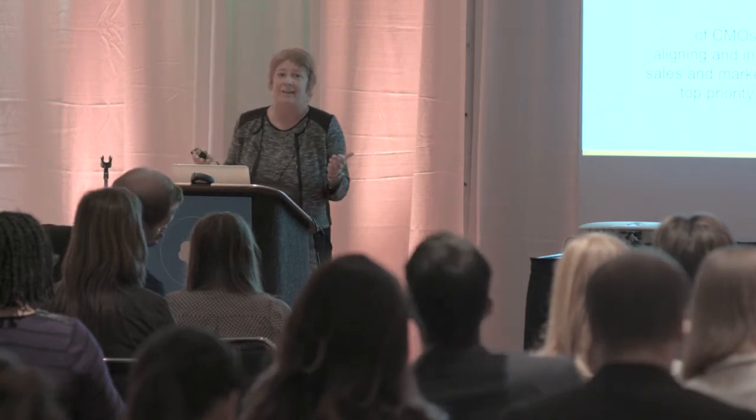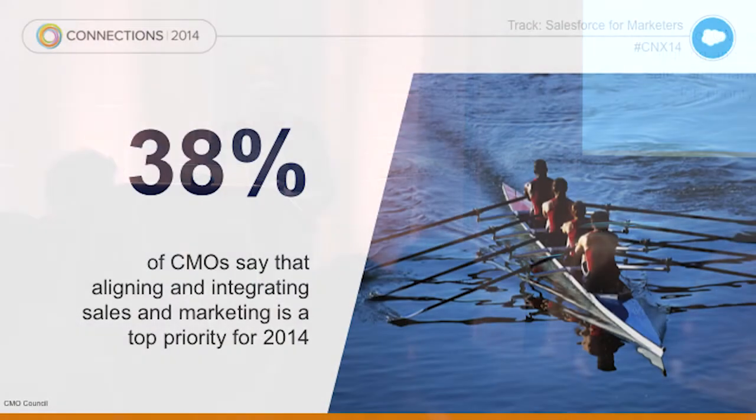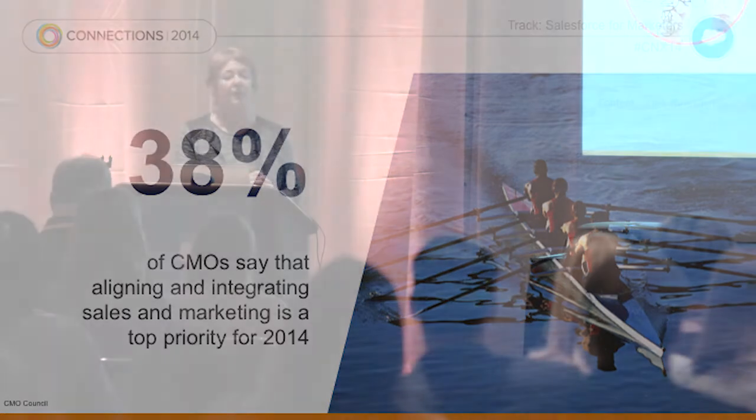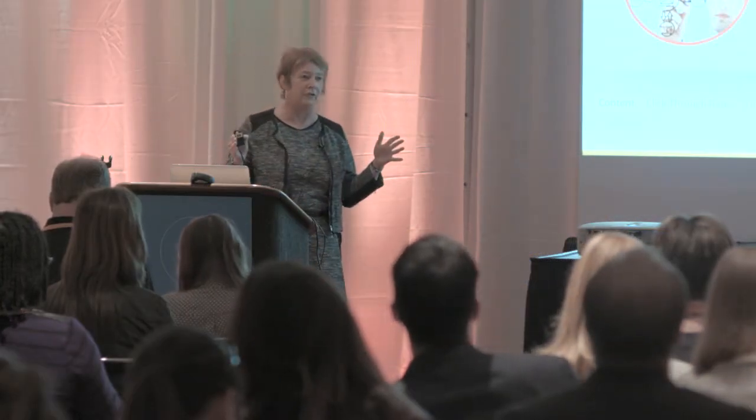So that seems like a great theory, right? But in 2014, the CMO Council did a survey of a couple of thousand CMOs, and 38% of them still say that aligning sales and marketing is a top priority. So it hasn't occurred in every single organization, and we know that alignment and integrating sales and marketing is very important. But there's a gap between those two departments.